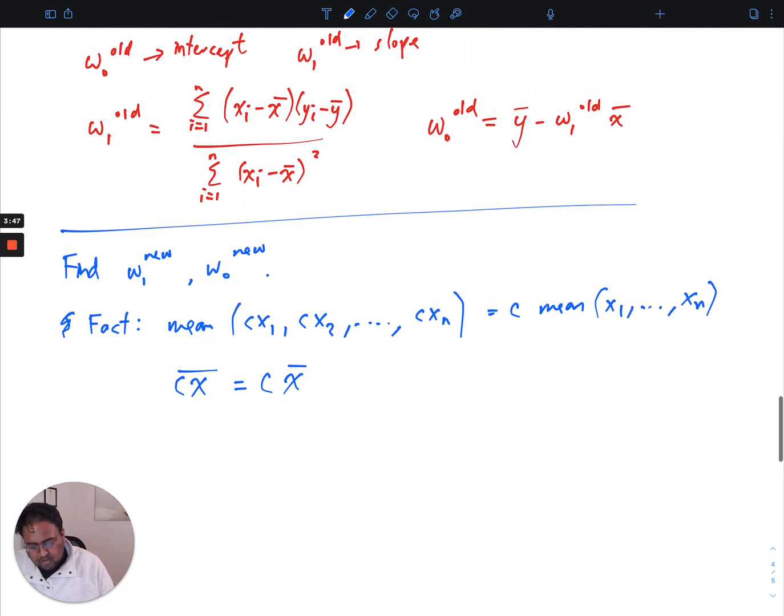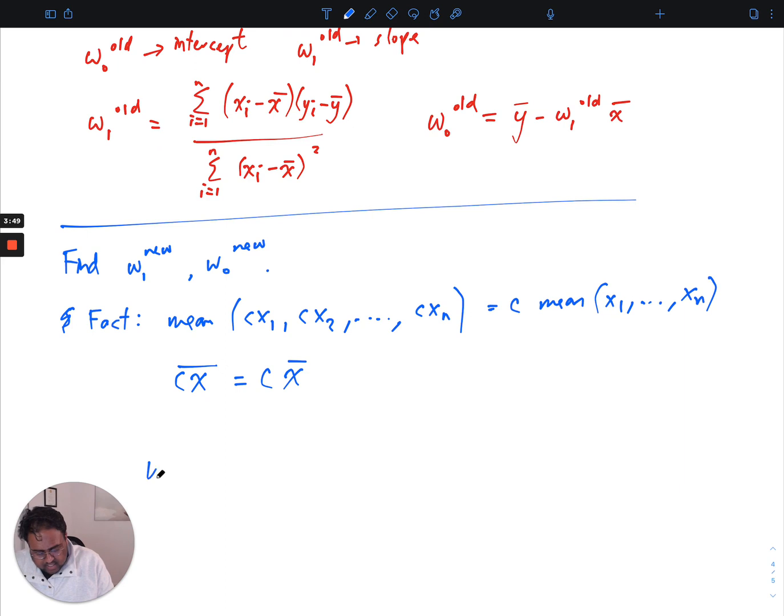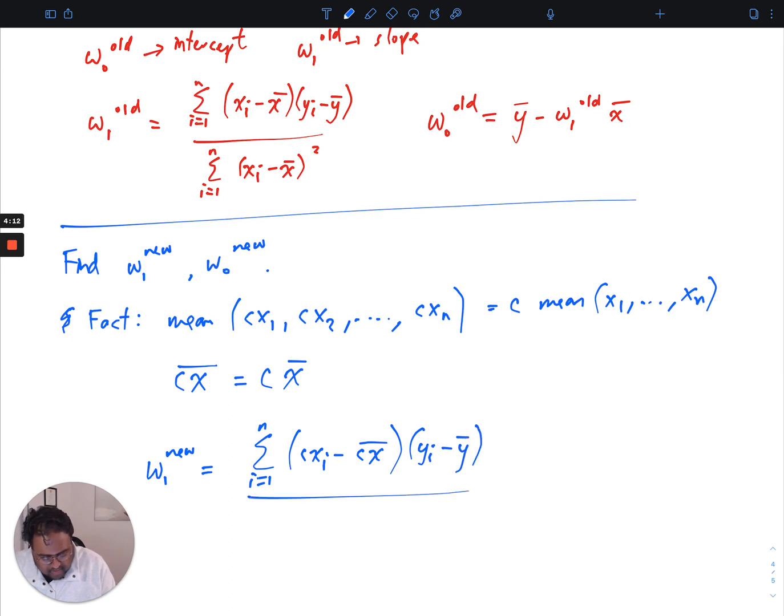Okay, and we're going to need that when calculating our new slope. So let me scroll up a little. You can see the formula for the old slope. So the new slope is going to look similar. It's just wherever I have an xi, I'm going to replace that with a c times xi. And wherever I have an x bar, I'm going to replace that with a c x bar. So I'm still going to have a sum over n data points. I'll have c xi minus c x bar multiplied by yi minus y bar. And on my denominator, I'll have c xi minus c x bar all squared.